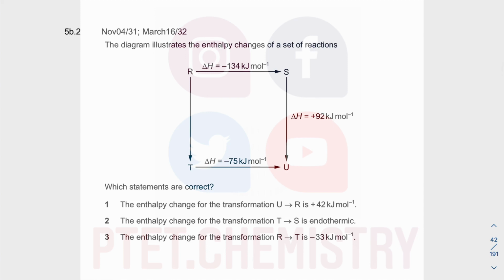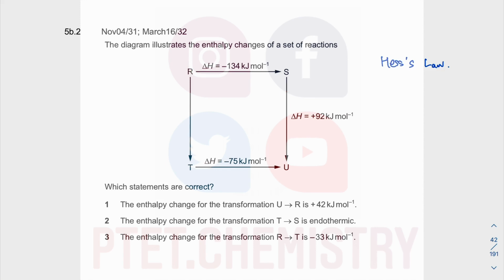Next question. So this is again application of Hess law. They love to ask you to apply Hess law, but sometimes they do ask you to define what is meant by Hess law. So the enthalpy change of a reaction is independent. So going from R to S, the enthalpy change of this reaction does not depend on what route you take. You can go from here to here to here, as long as you start from the same point and end at the same point.